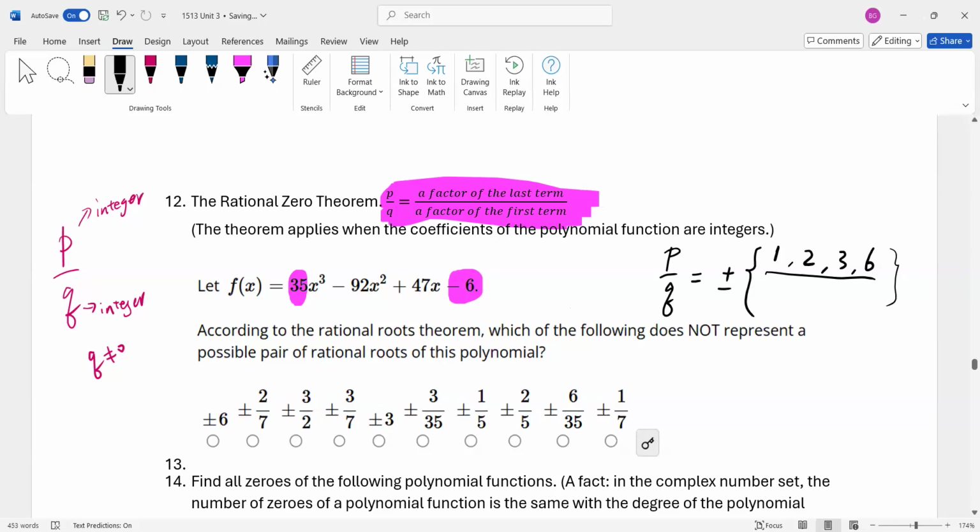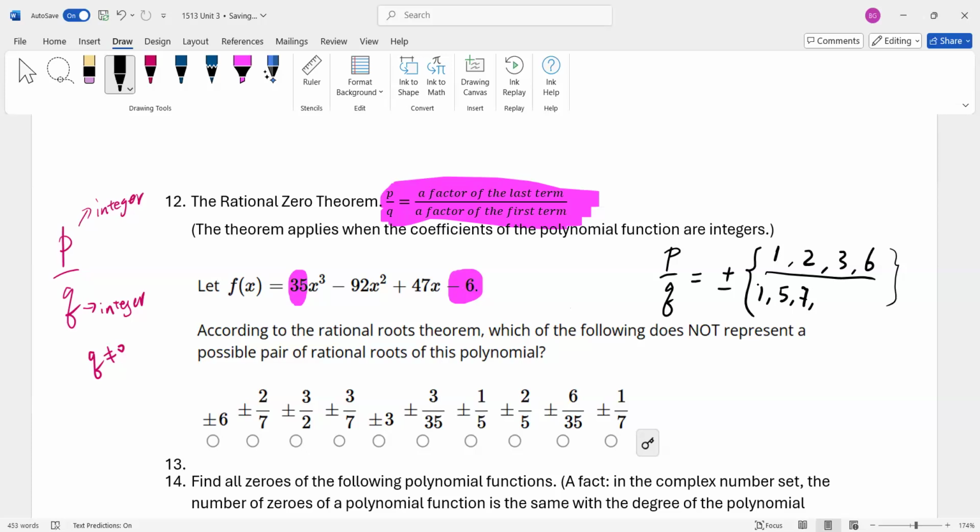In this case, leading coefficient is 35. Let's find all the factors for 35. 1 is a factor. 2 is not. 3 is not. 4 is not. 5, yes. 6 is not. 7, yes. Even numbers are not factors of 35 because 35 is not an even number.